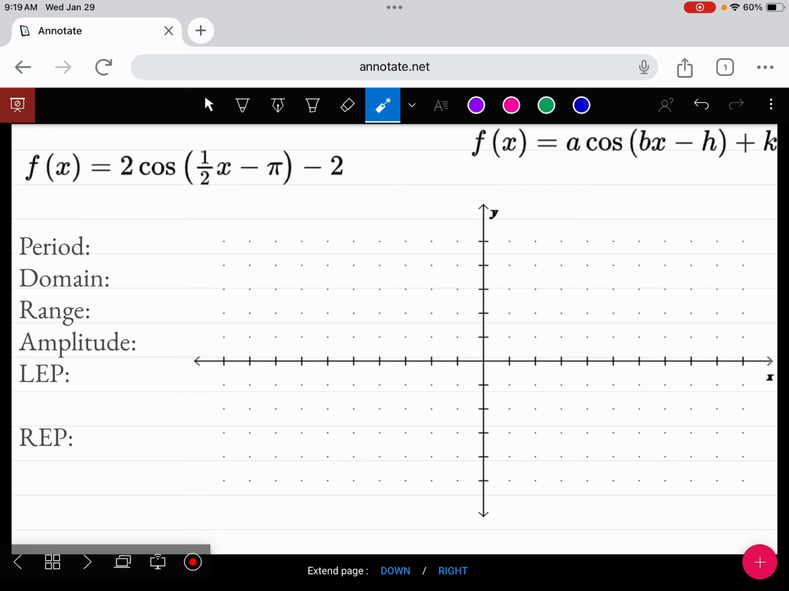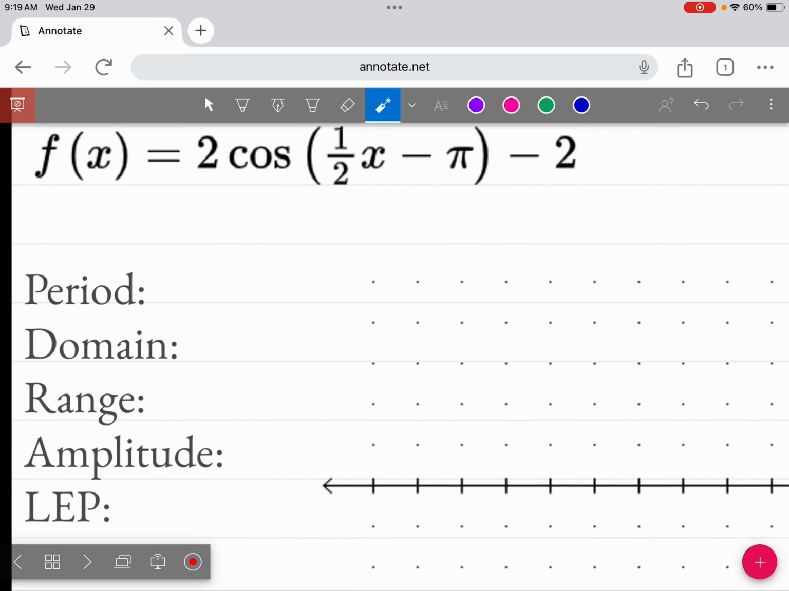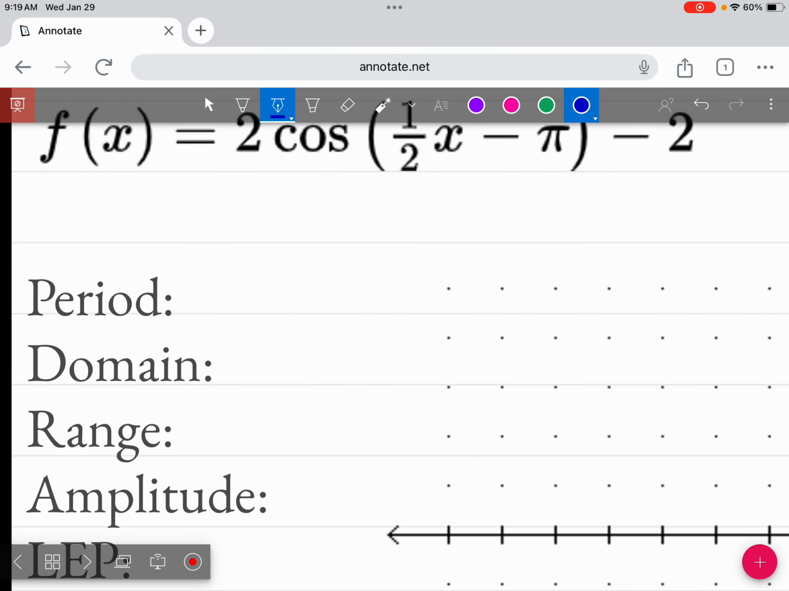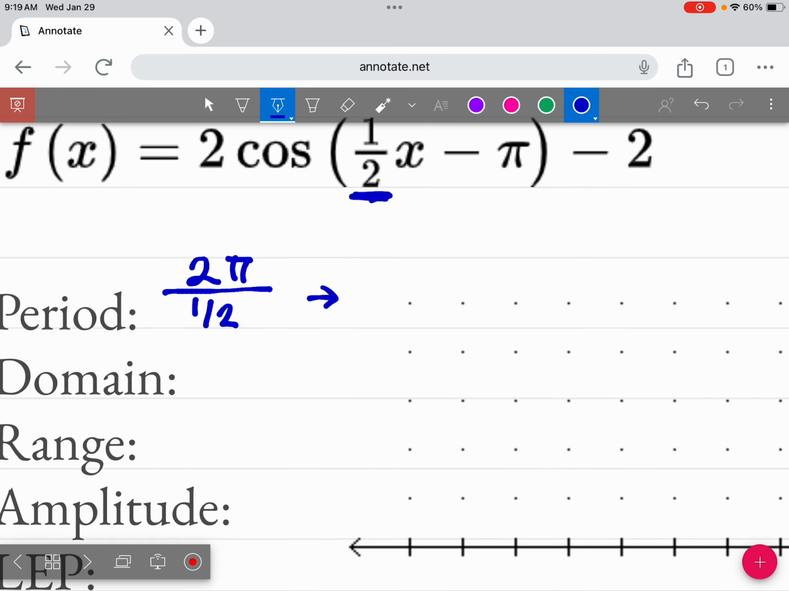So before I number my x-axis, I want to figure out a couple of things. I want to figure out my period length, and I want to figure out my endpoints, for sure. And before I start drawing, we need to figure out what happens with the vertical shift. So for our period length, we take the normal period for cosine, which is 2 pi, and we divide it by that b. So we're going to divide by 1/2. So what is the period length for this particular problem? 4 pi.